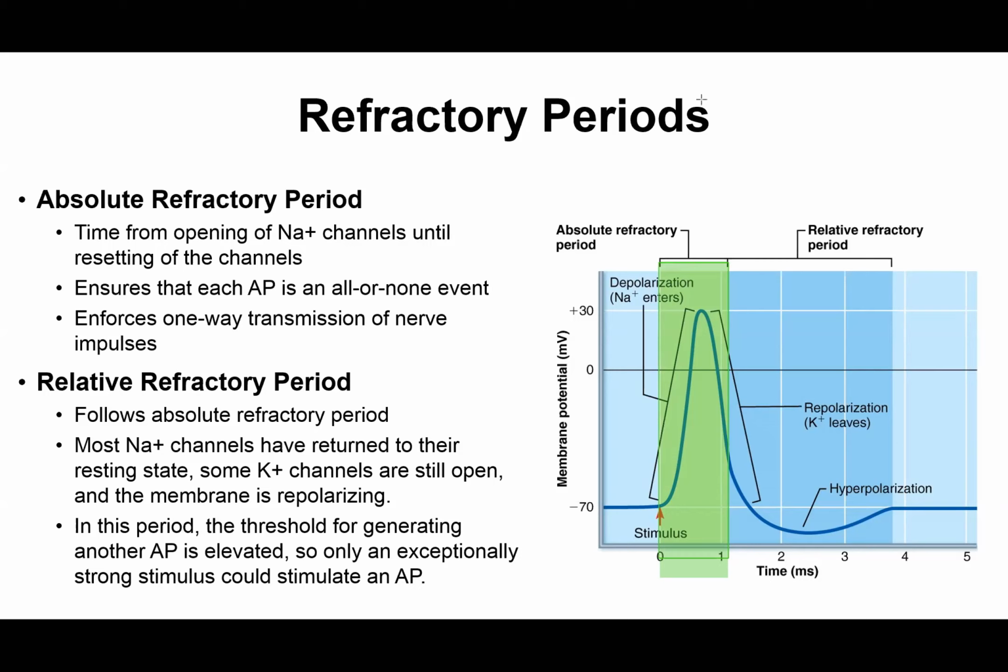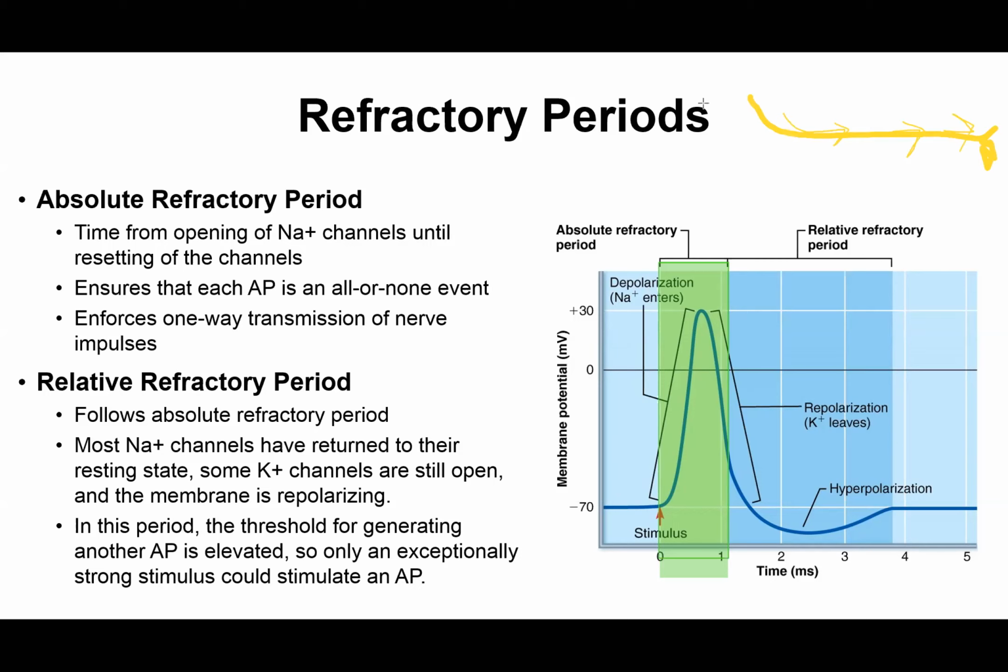And the purpose of having this absolute refractory period is to ensure that each action potential is an all or none event. Okay, so this is actually what helps to enforce one-way transmission of nerve impulses. And what I mean by that is this helps to ensure that along the axon, the action potential keeps moving one way. All right, so this would be the purpose of having an absolute refractory period.